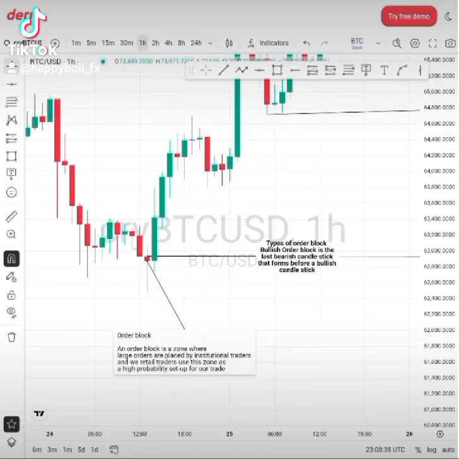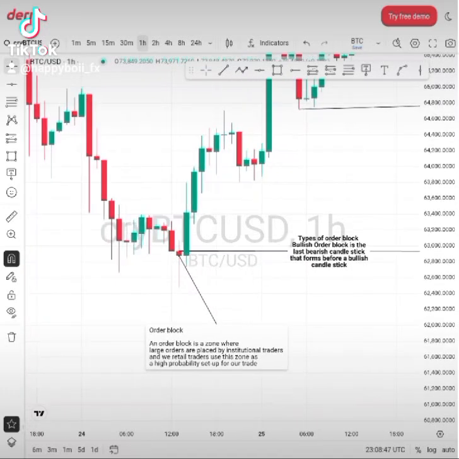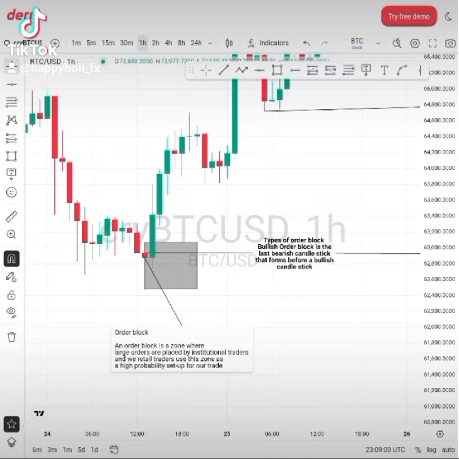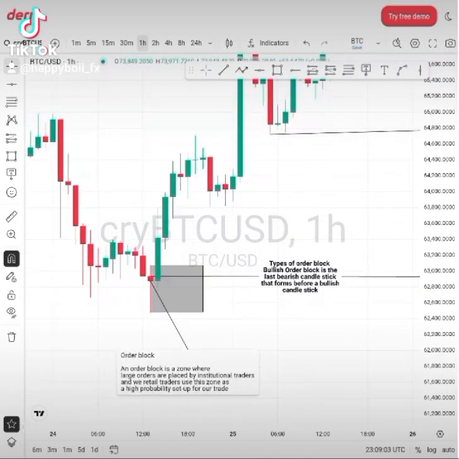So it says a bullish order block is the last bearish candlestick that forms before a bullish candlestick. So here is an example of a bullish order block, which is this right here. The last bearish candle that forms before a bullish candlestick, which is that right there.